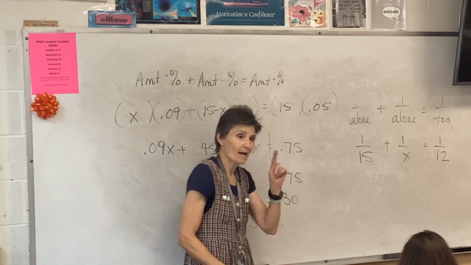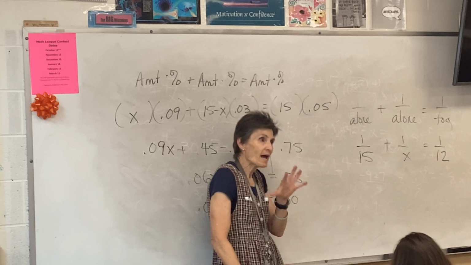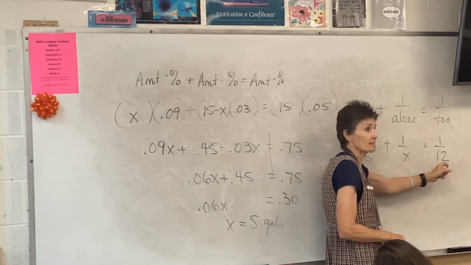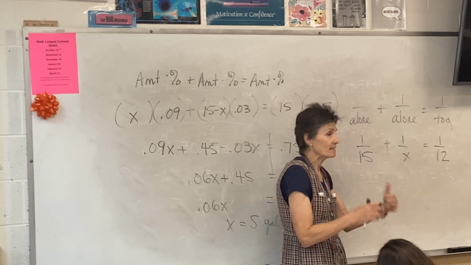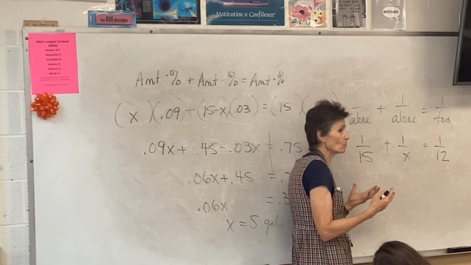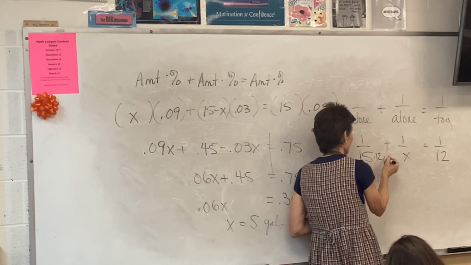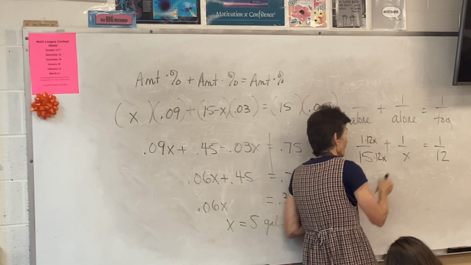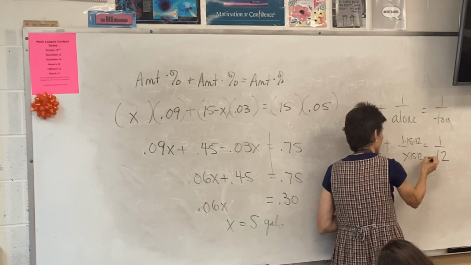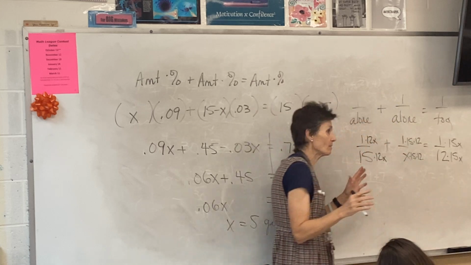You can use whatever common denominator you want. An easy, fast way to do it is to say, I need a 15, an X, and a 12. Now that isn't the least common denominator. You could certainly find a smaller one, but instead of messing with it, I need a 15, an X, and a 12. So this one needs a 12 and an X. This one needs a 15 and a 12. And this one needs a 15 and an X. See what I'm doing, guys? See how easy that is?